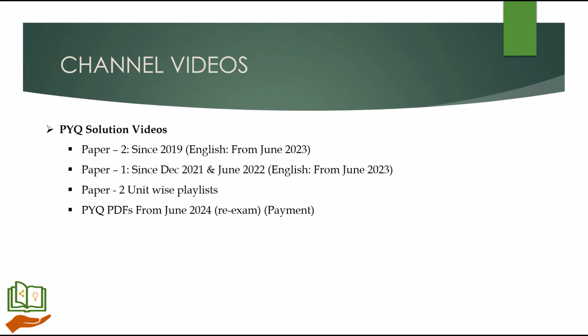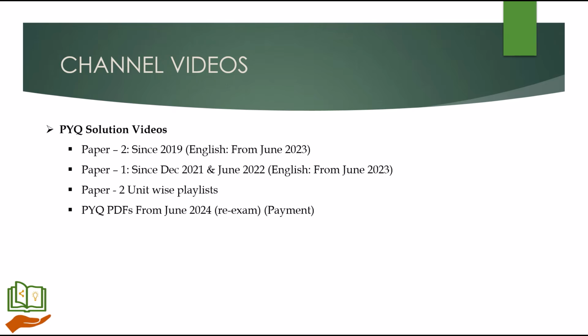The first resource is the PYQ solution videos. Paper 2 solutions are available from June 2019, and paper 1 is available from December 2021 and June 2022 merged cycle. Earlier I was explaining the solutions in Tamil. From June 2023, both paper 1 and paper 2 are available in English. So people who ask for Tamil explanation can refer to solution videos before the June 2023 session, that is till December 2022, which are in Tamil. You can take some understanding from them. After that, you can follow the English videos.